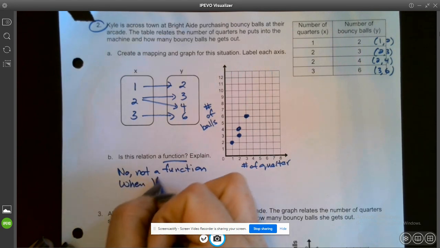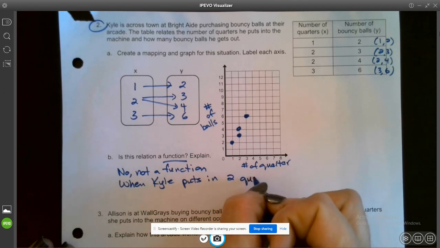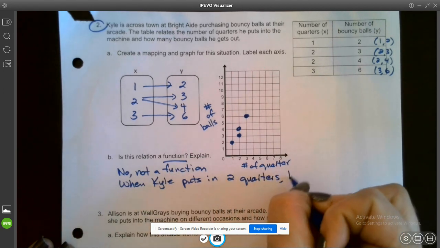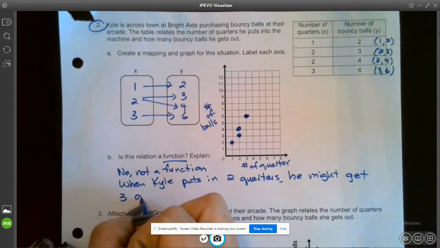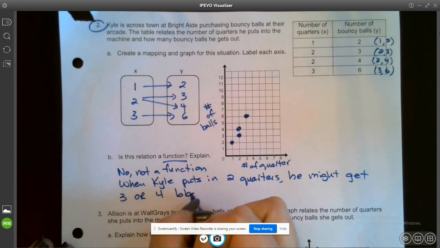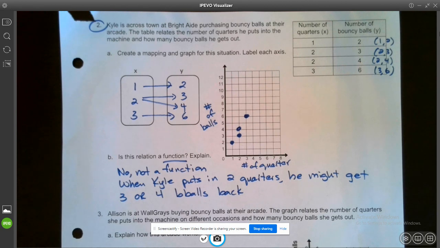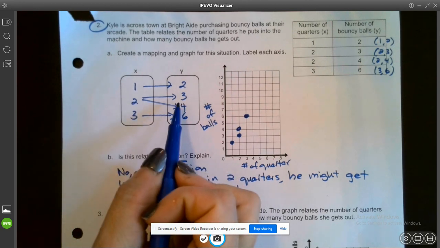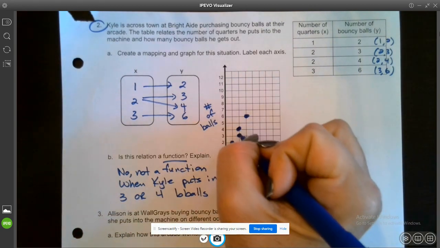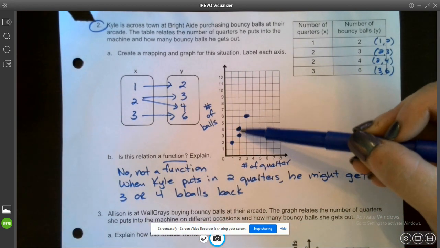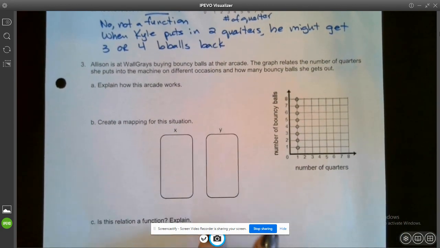When Kyle puts in 2 quarters, he might get 3 or 4 bouncy balls back. And that's kind of weird. So it's not exact, okay? Because in a function, we want to know that whatever we put in, we have just one connection with it. We have one exact value that will come out. And this is really crazy. We're like, what? That's not even a line. So let's explore this a little bit more. And I think you're going to be able to make the big, amazing connection.